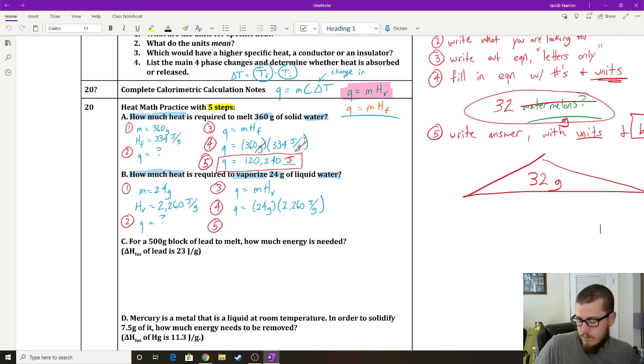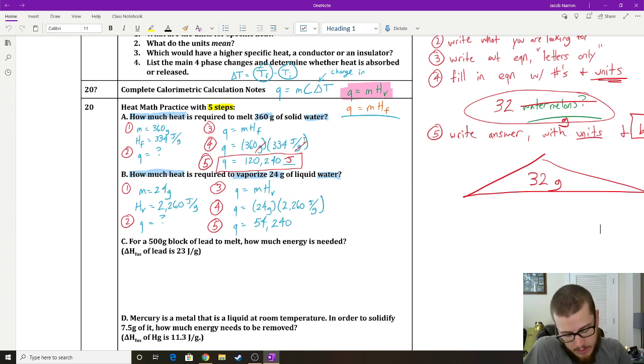And I get 54,000. 54,000. That's a good 4. 240. And once again, if you just stop right there, I'm going to criticize you and I'm going to say, oh, well, why didn't you put units? You've got to put units.